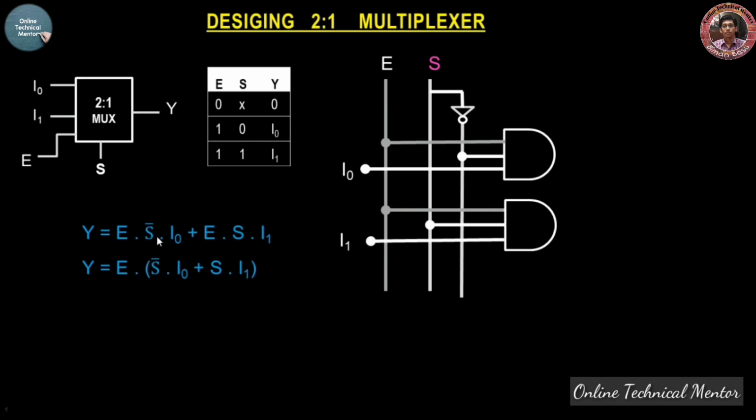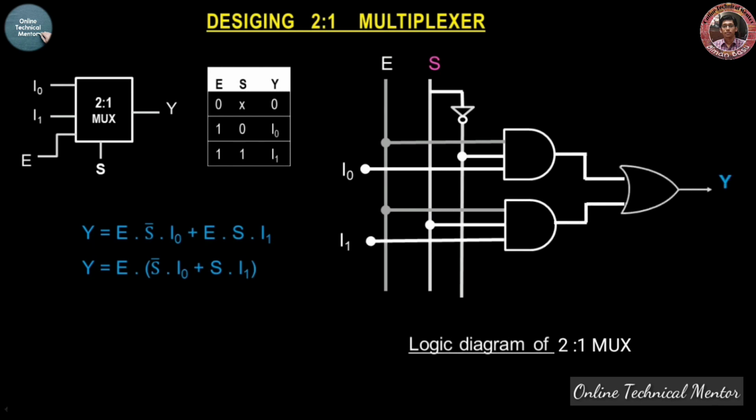Both these AND gates are connected with an OR gate. So just make an OR operation with the outputs of these 2 AND gates and you will get Y finally. So this is the logic diagram of the 2:1 mux. Okay, then I think you have understood how to design this 2:1 multiplexer. In my next video, I will show you how to design a 4:1 multiplexer.